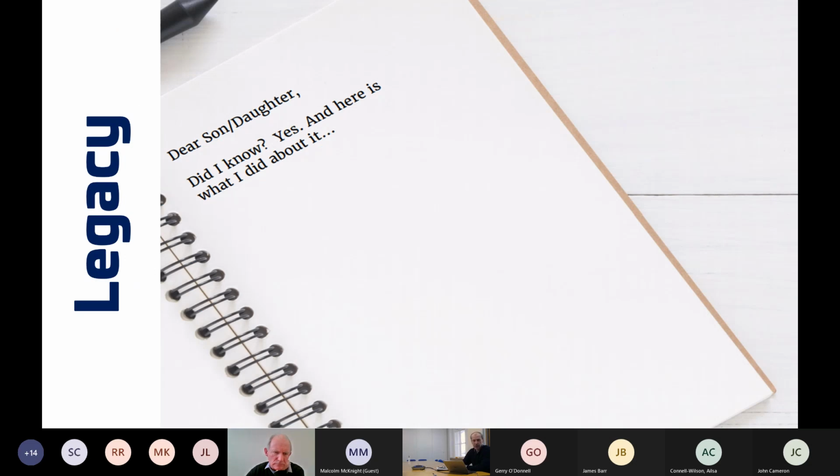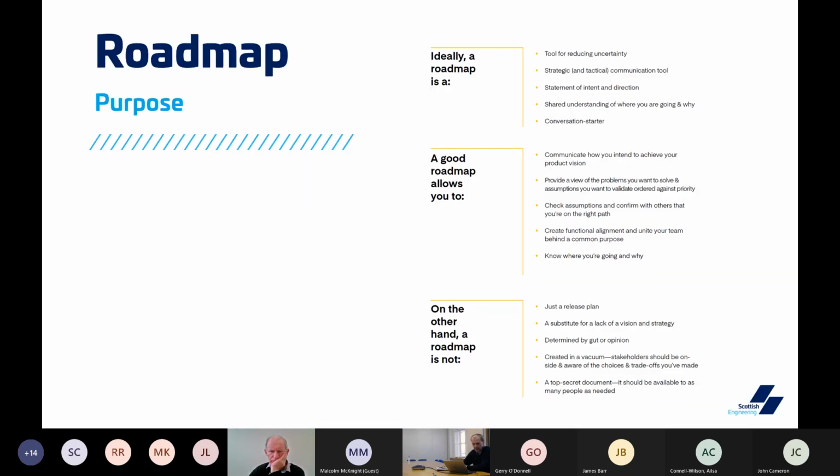Finally, there is a personal side to it for all of us, and it's about leaving a positive legacy. And that's the way you have here, that letter to your son or your daughter. You knew it was happening, you knew it was going on, and this is what you did about it. So you've got the global dimension, you've got the business dimension, and you've got the personal dimension.